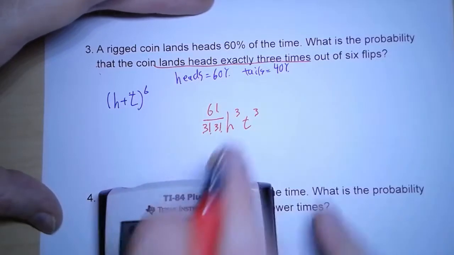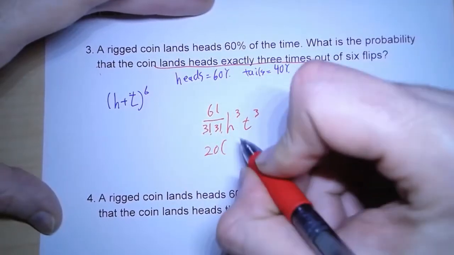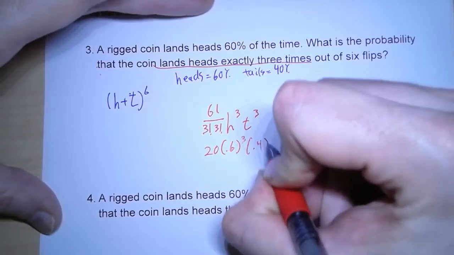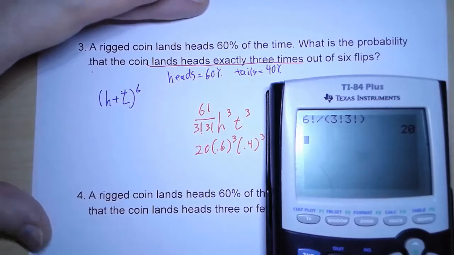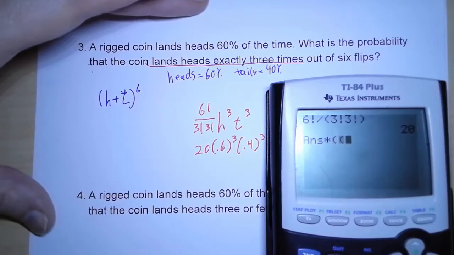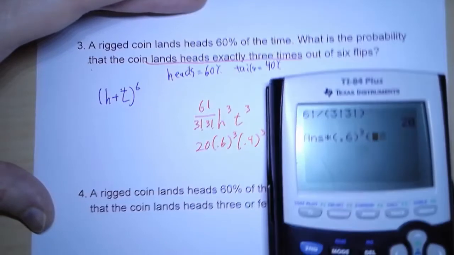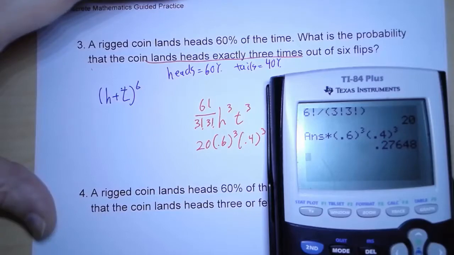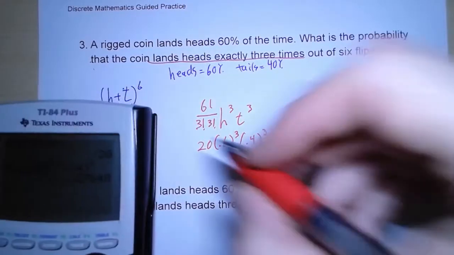So we have 20. Now, in for heads, we put 0.6 cubed, and in for tails, we put 0.4 cubed. So I take 20 times 0.6 to the 3rd times 0.4 to the 3rd, and we get an answer of 0.276 as our probability.